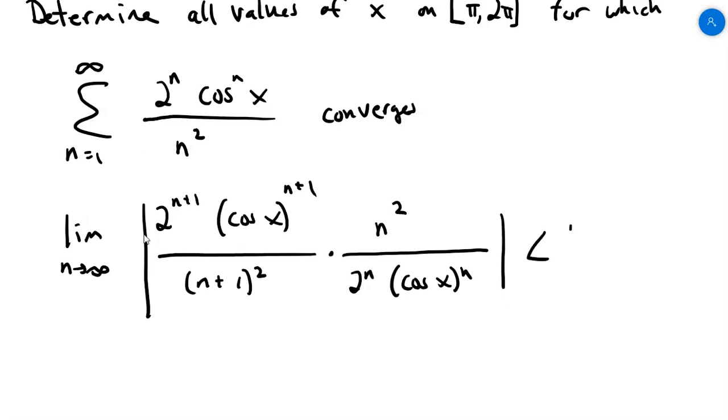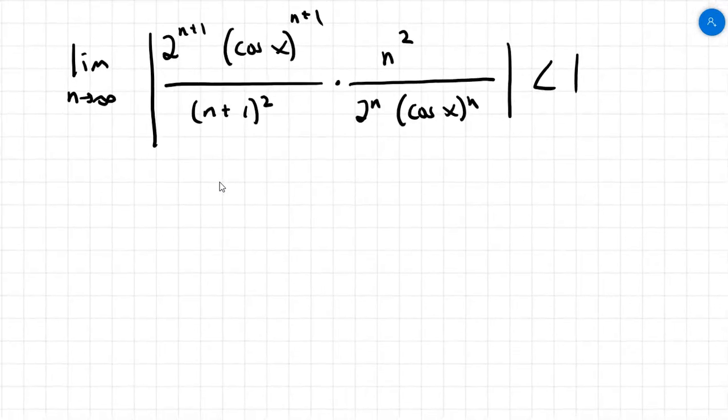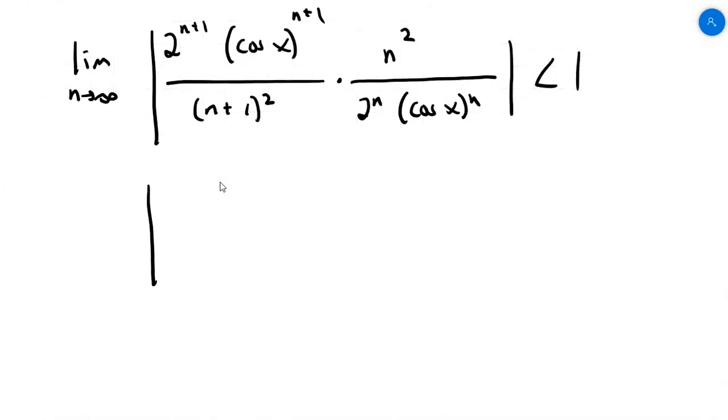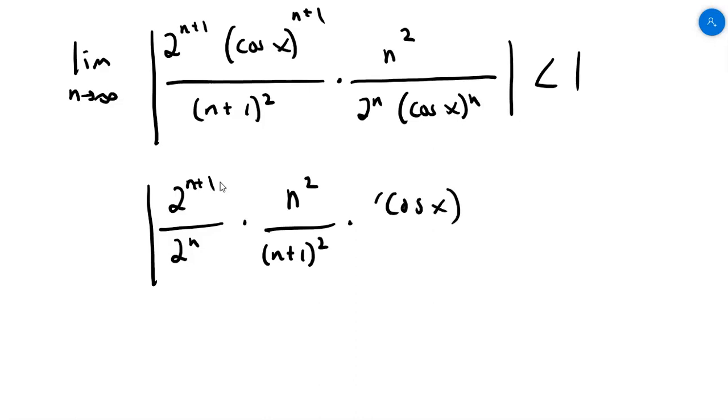And I want to force this to be less than 1 and find out for what values of x that's true. Well, this looks a little messy, right? Let's separate them like we did before. I get 2 to the n plus 1 over 2 to the n. How about the n's? I got an n squared on the top, n plus 1 squared on the bottom, and then I've got a cosine of x to the n plus 1 on the top, cosine of x to the n on the bottom. And I want that ratio to be less than 1.